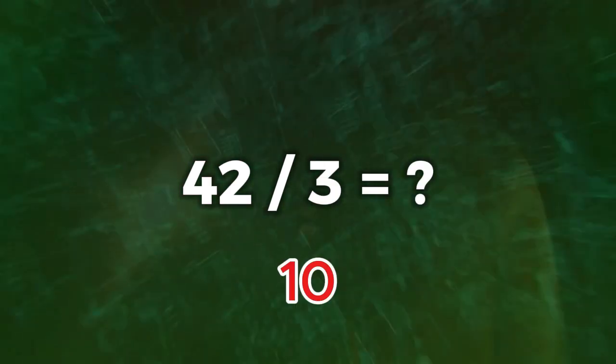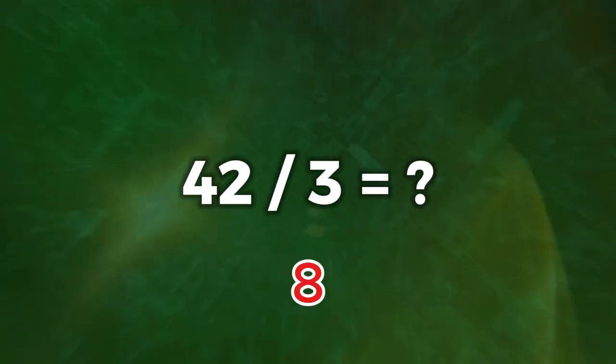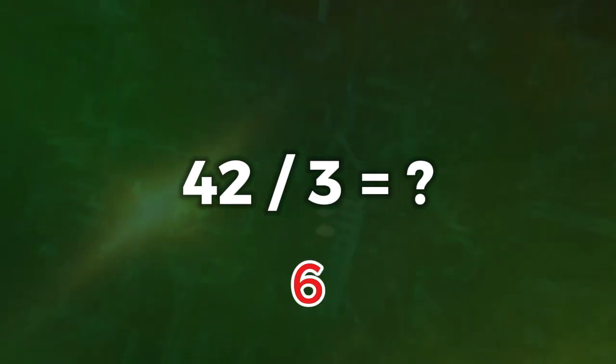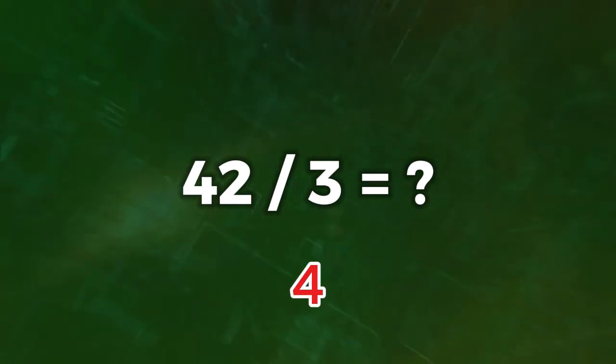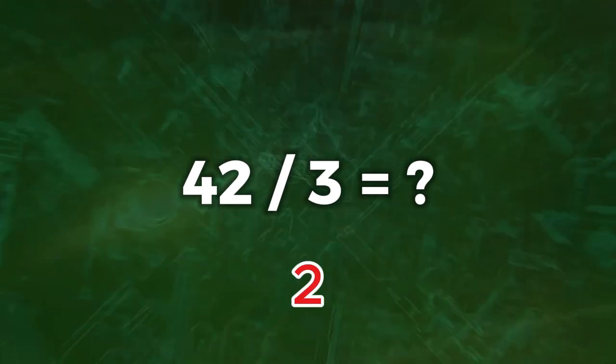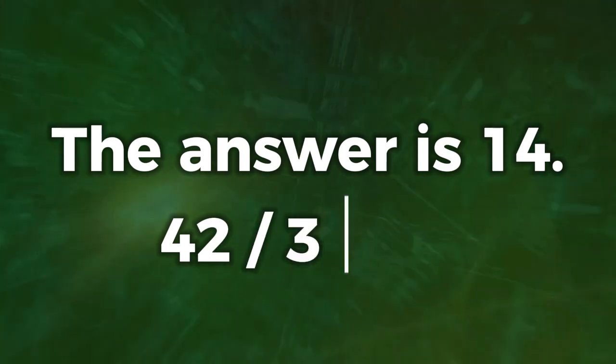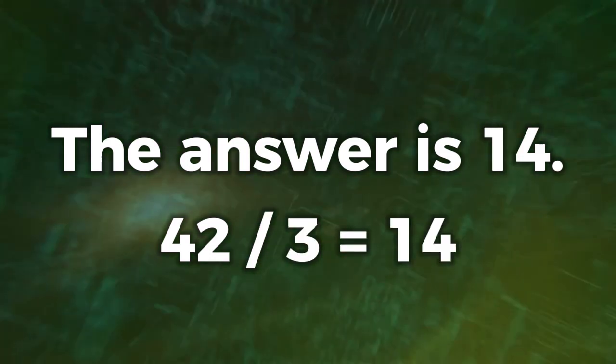Here's for the seventh. 42 divided by 3 is equal to. The answer is 14. 42 divided by 3 is equal to 14.